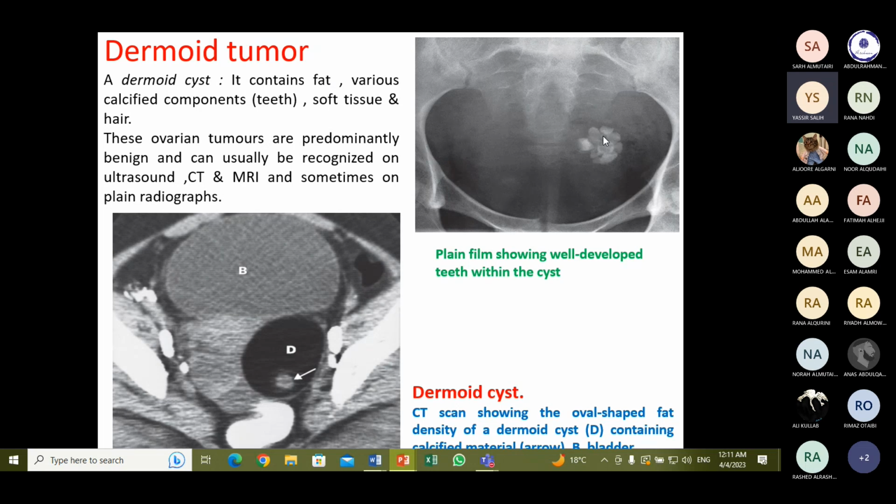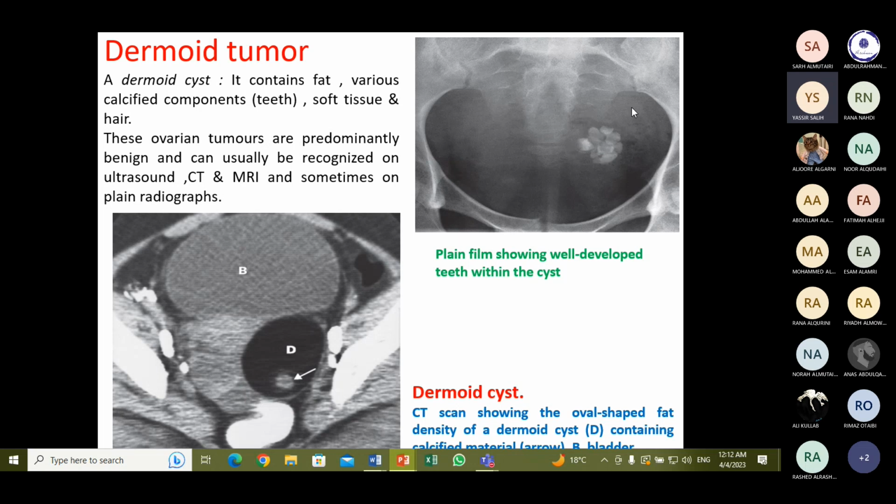So if we do imaging for this, it depends on the component. This is a plain X-ray. On plain X-ray you can sometimes see the fat, and X-ray is a good imaging technique for calcification. The hair is not soft tissue, it could be seen as gray but is not well shown. So on the plain X-ray you can see the calcification, which is teeth. This is a teeth-shaped appearance in the pelvis.